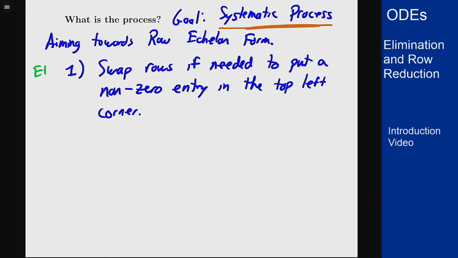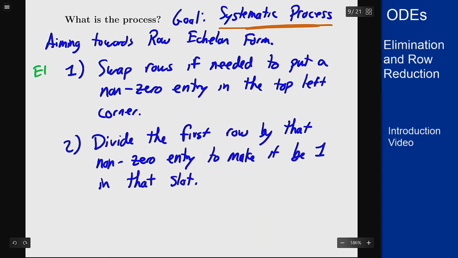If there's no non-zero entries in the entire first column, just move over 1 to column 2 and do the same thing there. Step 2 is to divide the entire top row by that first entry to make it be 1 in that spot. And this is operation E2, multiplying a row by a real number. We're dividing, but same thing as multiplying because that's how division and multiplication work.